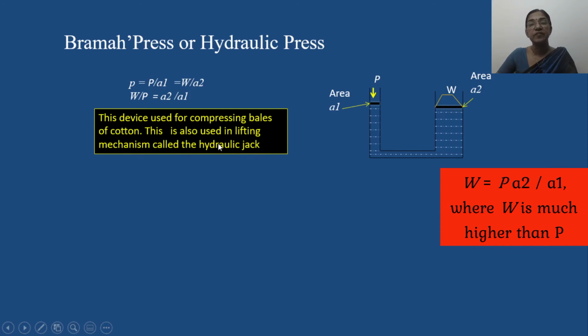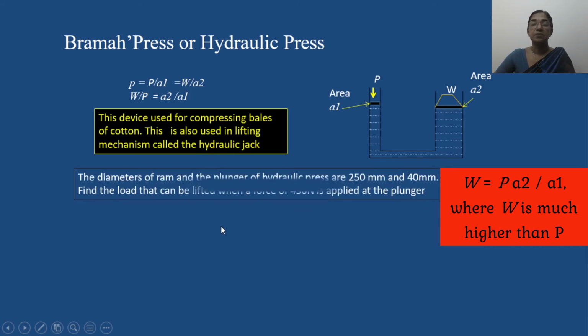This principle we can use to compress bales of cotton. This is also used in the lifting mechanism called the hydraulic jack. That means by applying a small force, we are able to lift a large weight here. This can be explained by considering a small example.